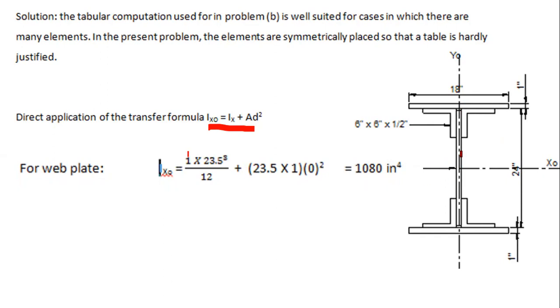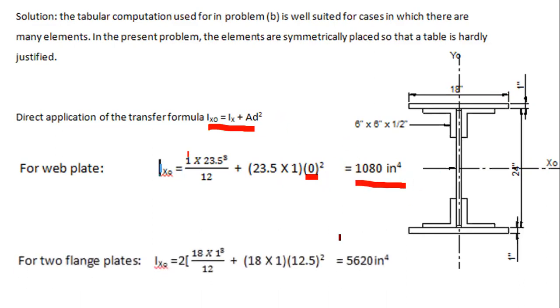And then the area of this one, if you're going to use the transfer formula. But actually, logically, you're not going to use the transfer because the centroidal axis of this web plate is coinciding with the Xo, the centroidal axis of the whole structure. This calculation is just to show that there is no d. That's why d here is 0. So we calculate it, and it becomes this answer.